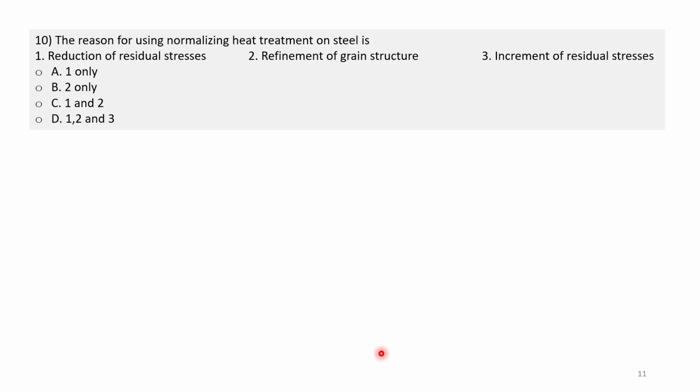Tenth question is the reason for using normalizing heat treatment on steel is. Your options are reduction of residual stresses, refinement of grain structure, or increment of the residual stresses. So the possible answers are 1 or 2 only, 1 only, 1 and 2.